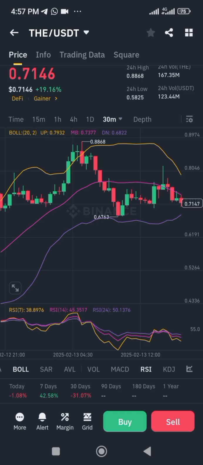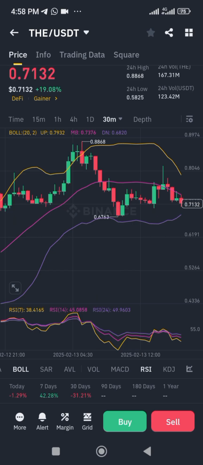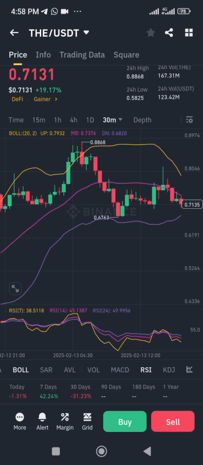Assuming I enter into this coin at this point, let me point out the arrow. You can see the RSI 7 is 23, RSI 14 is 39, and RSI 24 is 48, which is a very clear point that if I enter into this coin, it is going to go up at least 3% or 2%.